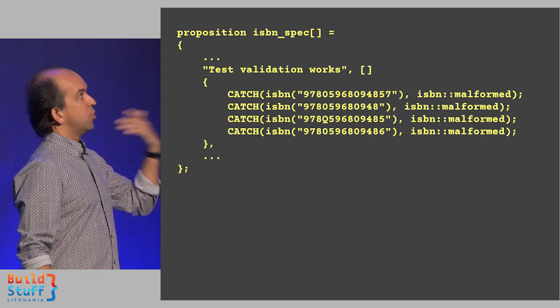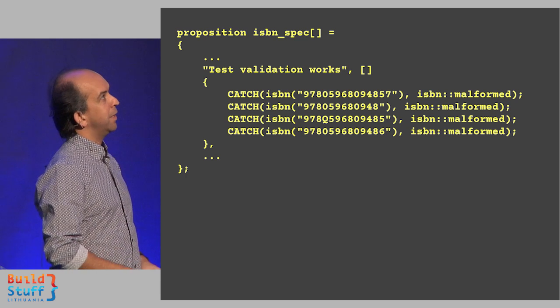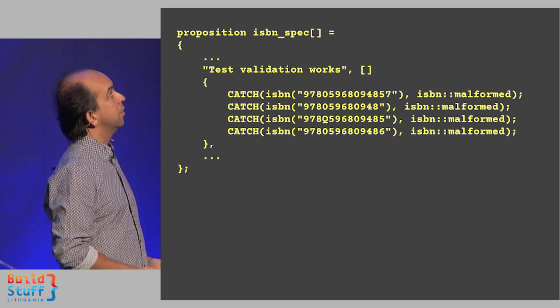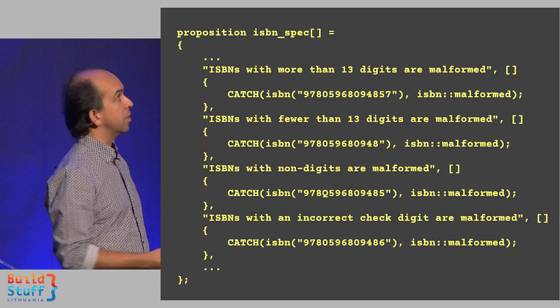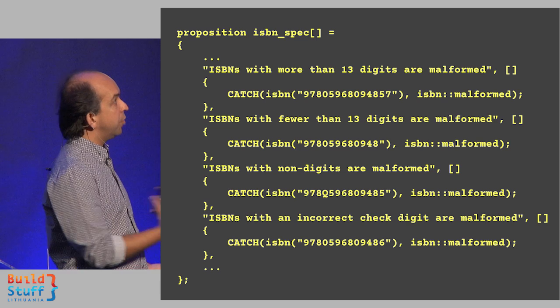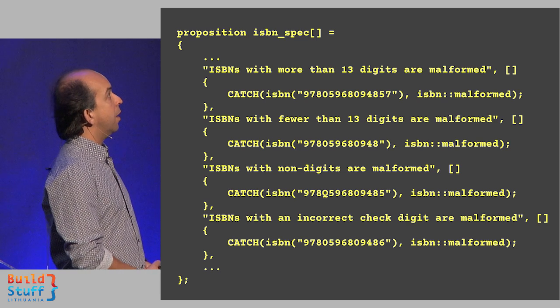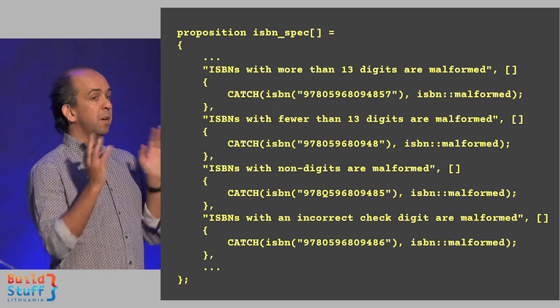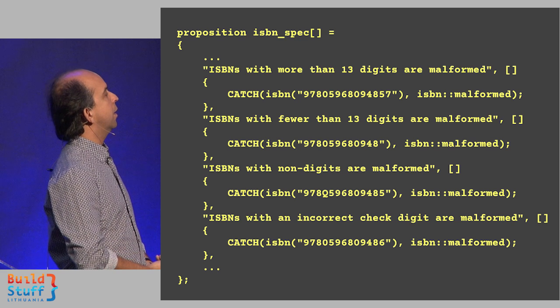So let's try something else. Let's try breaking it up. Oh, okay. Again, we're not being taxed for these things. ISBNs with more than 13 digits are malformed. ISBNs with fewer than 13 digits are malformed. ISBNs with non-digits are malformed. By the way, I've simplified the rules for ISBNs a little bit here.